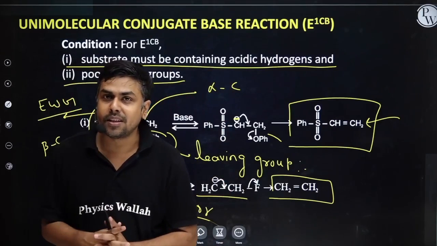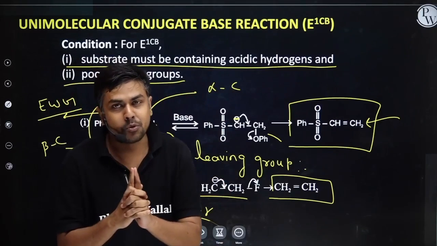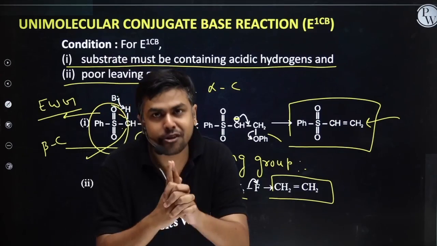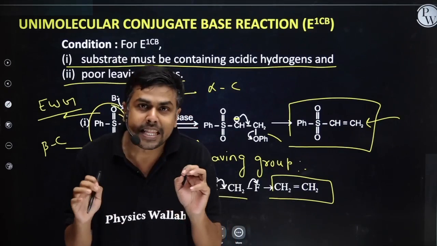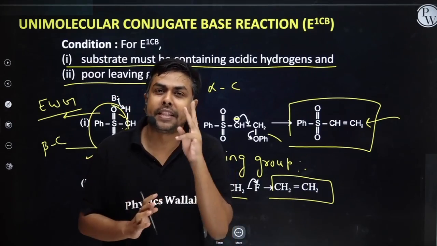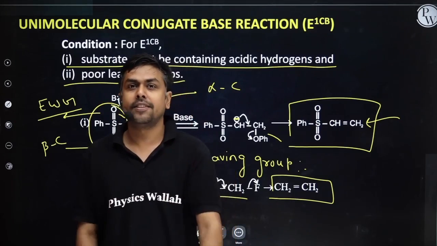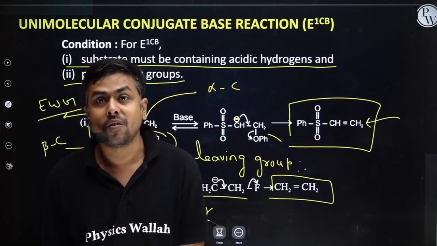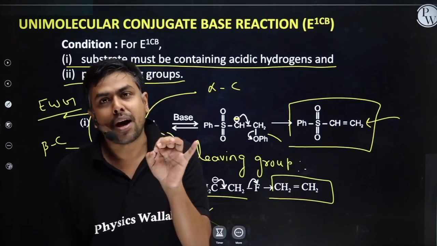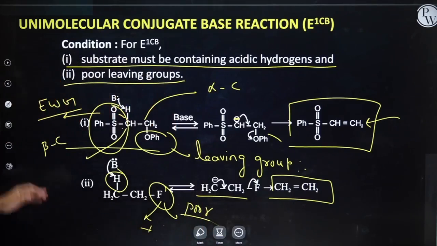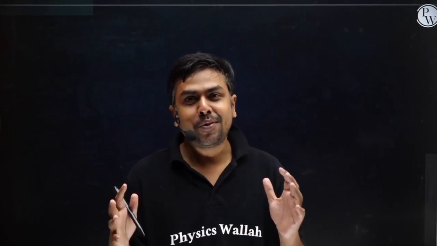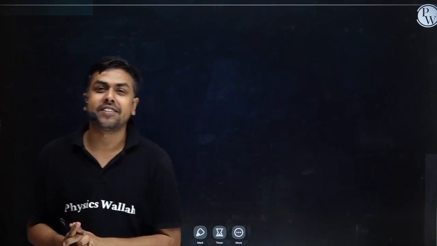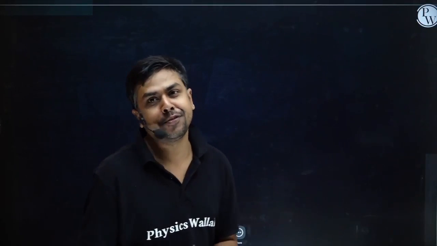When this E1cB reaction is occurring, the base should be stronger, beta hydrogen should be acidic, and the leaving group should be poor. These three are the mandatory conditions for a reaction to occur via E1cB pathway. Let's move ahead. So this is how substitution reaction and elimination reaction occur in case of alkyl halide.